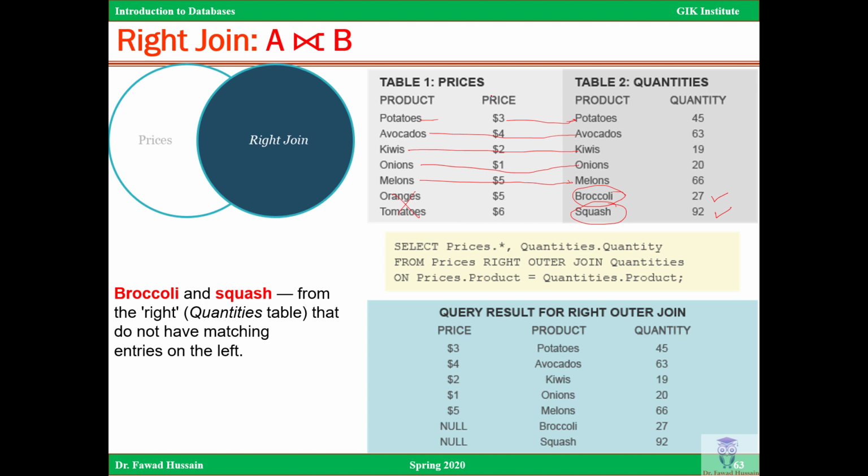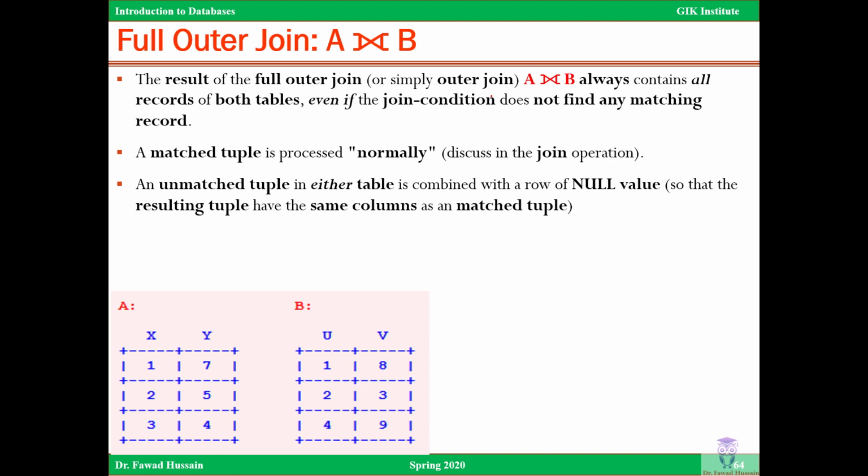Next, we are going to move on to what is known as the full outer join. The full outer join is basically the combination of the left and the right outer join, except that the common values are not repeated, they are only written once. So the result of the full outer join, and this is the symbol for the full outer join, always contains all records of both tables, even if the join condition does not find matching entries.